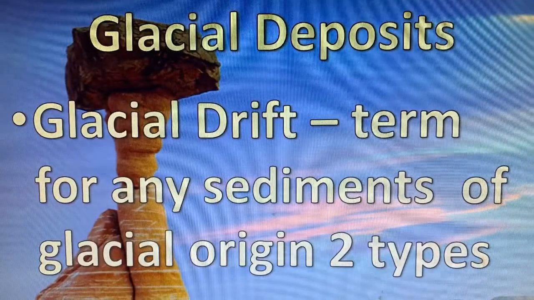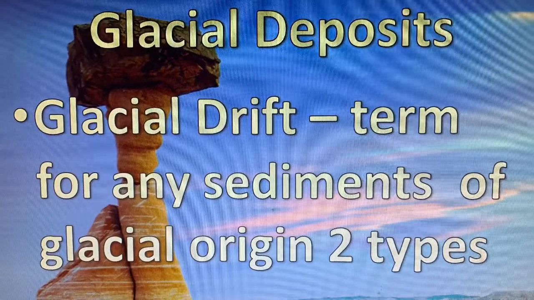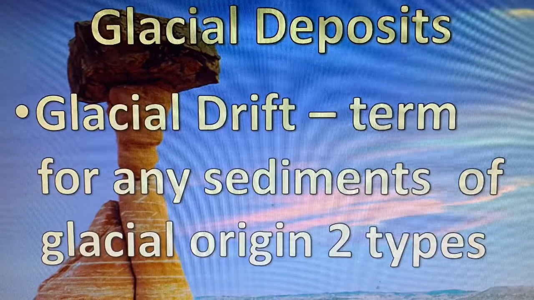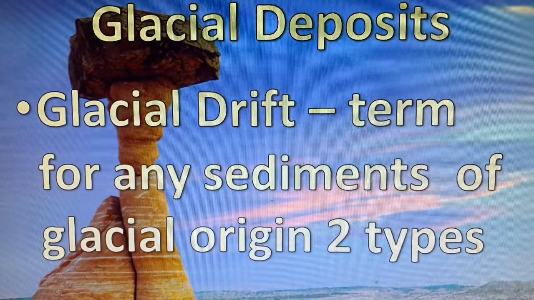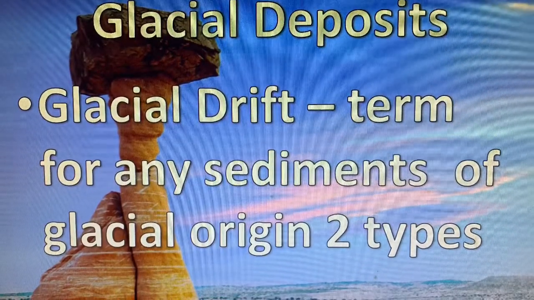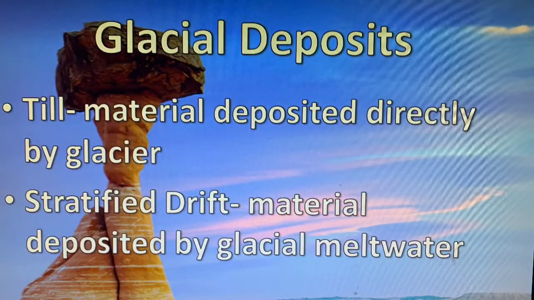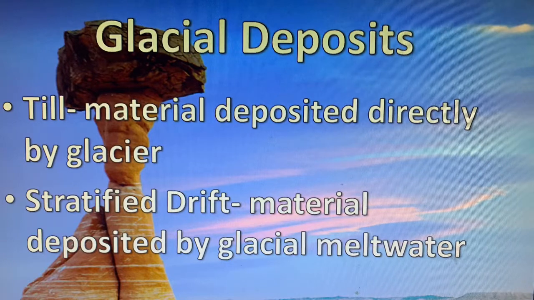All right, so when we're talking about glacial deposits, we're talking about the material that gets left behind by a glacier. Typically, the term that we use to describe this is what we call glacial drift. That's any sediment that a glacier happens to leave behind. So when we're talking about this, there's actually not just one type of drift. There's actually two main types of glacial deposit or glacial drift. The first type is what we refer to as till. Till is material that gets directly deposited by the glacier.